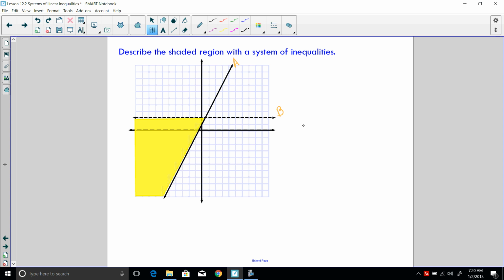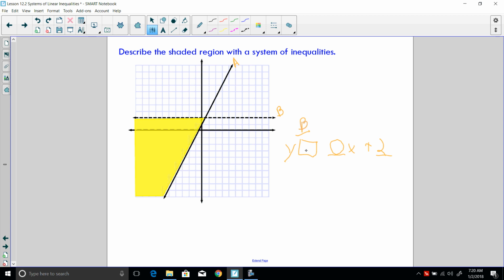And so I will do line B. So what we're looking for is to try to fill in y, some inequality symbol, blank x for my slope, plus blank for my y-intercept. Well, if I'm doing the line for B here, I know it's a horizontal line, right? So a horizontal line has a slope of 0, and where does it cross the y-axis? It crosses here at 2.